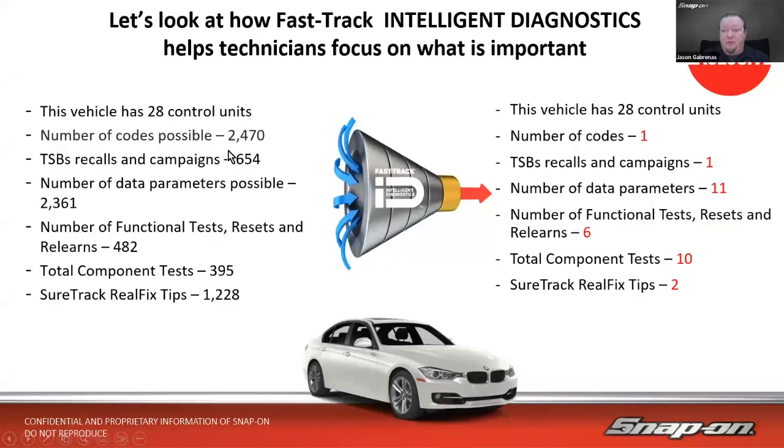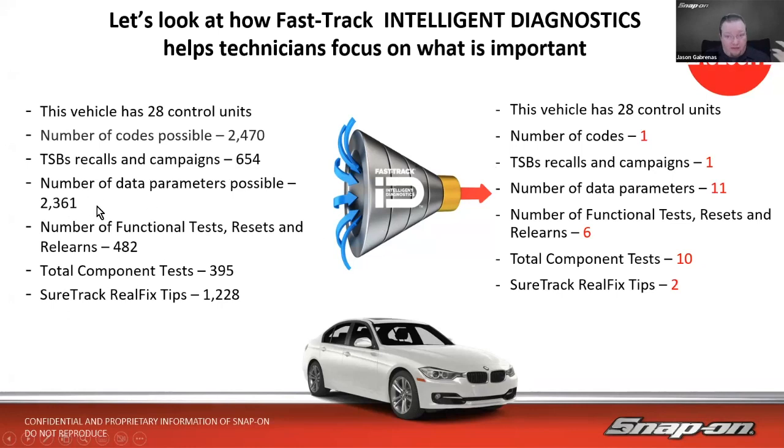How many codes are possible? 2,470 on the vehicle. In this case, we only work one code at a time in Fast-Track Intelligent Diagnostics, so we only need to deal with one. TSBs, recalls and campaigns, there's 654 different articles for this vehicle. We only have one for this particular example. It's a misfire.